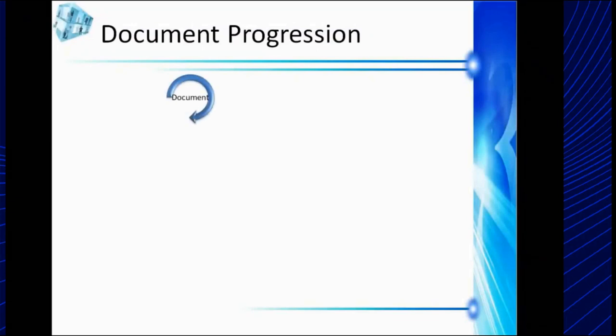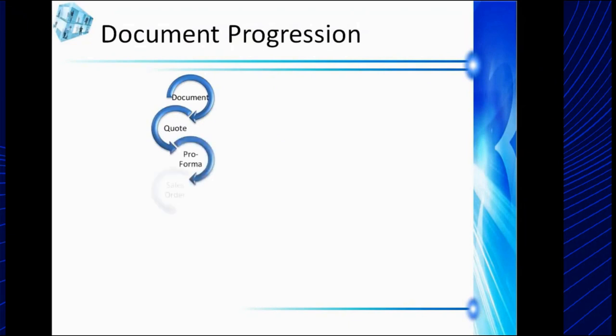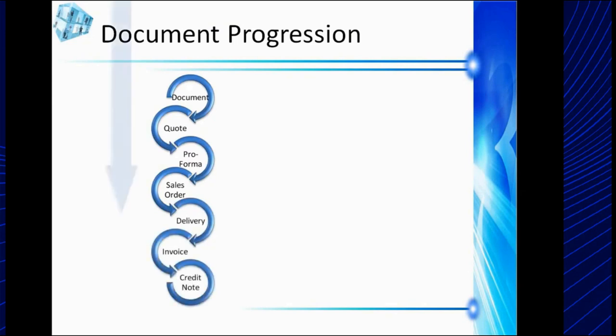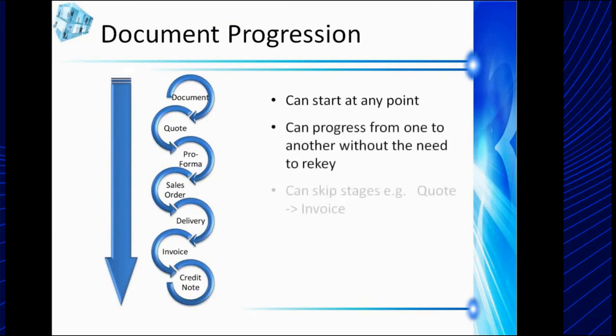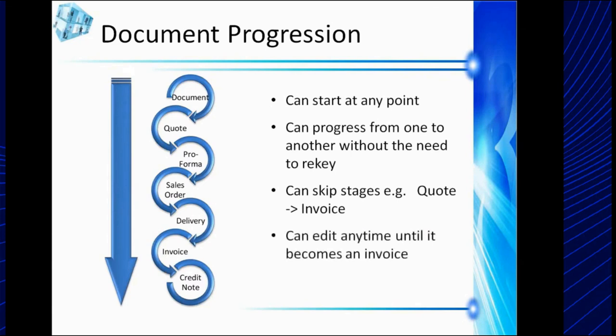Sales order processing is basically a document progression system from an initial document until it finally becomes an invoice. In Opera 3, a typical sequence might be a quote or a pro forma invoice to a sales order, then the sales order to a delivery note, and then finally the delivery note through to an invoice. You can start at any point within this chain, you can skip any of the stages, and you can edit the documents at any point until it becomes an invoice, at which point you'll then need to create a credit note to reverse those invoice transactions.